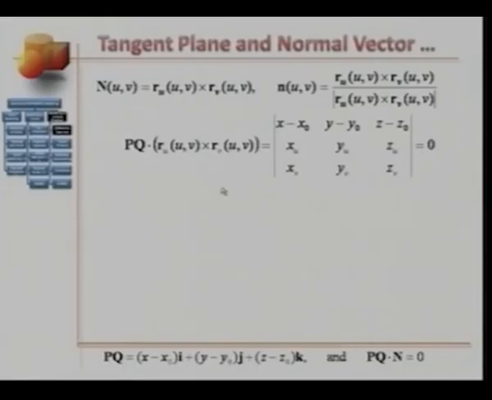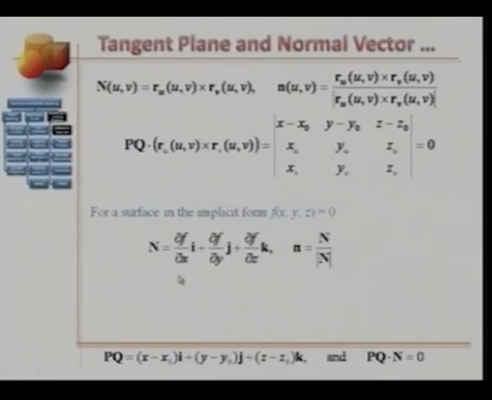As I said, this would give us the equation of a tangent plane. In case our surface patch is expressed in the implicit form, f of x, y, and z is equal to 0, then we'll have a slightly different equation. Then our normal is given by the gradient of this function, partial f over partial x times i plus partial f over partial y times j plus partial f over partial z times k. And we know how to compute the unit normal.